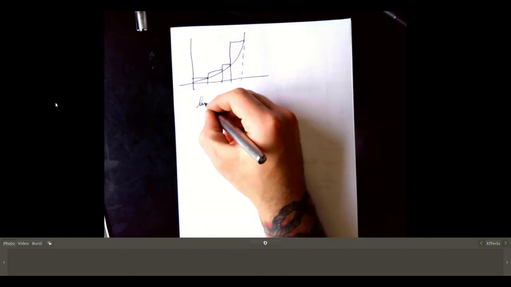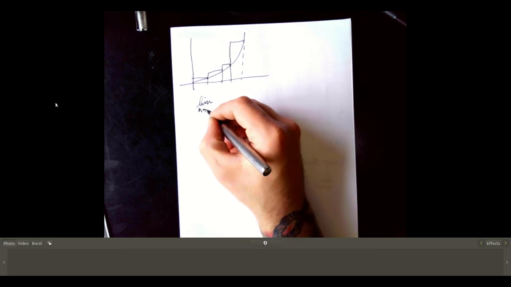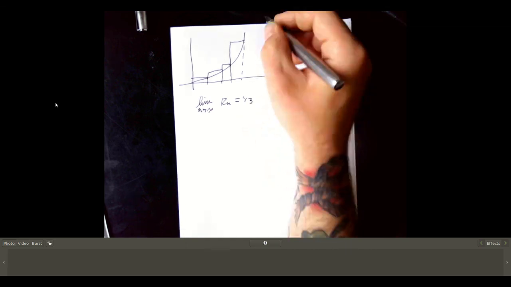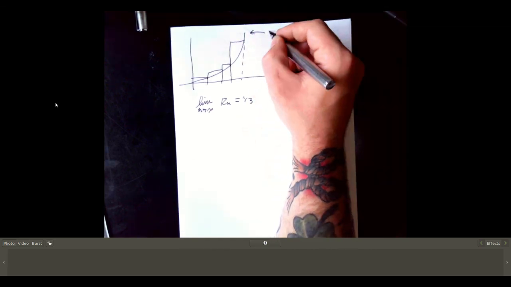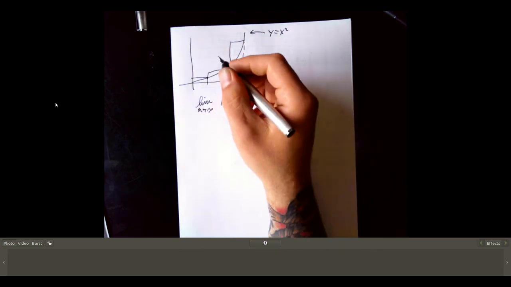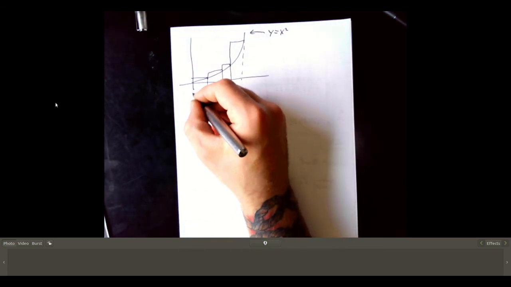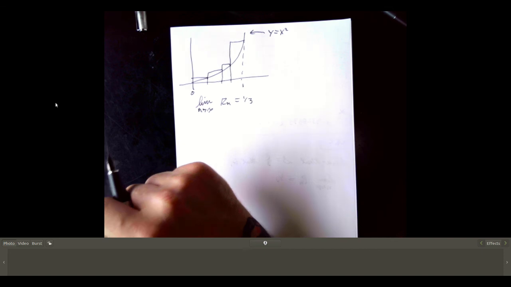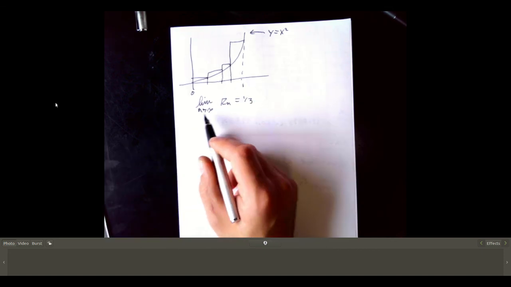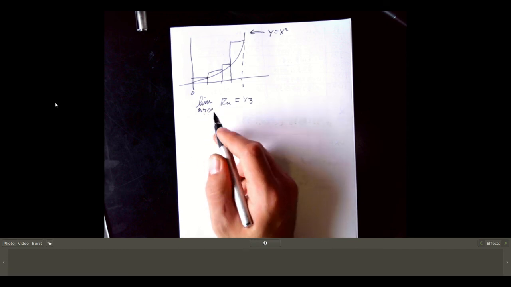Okay, so we'll show that the limit as n goes off to infinity of r sub n is equal to 1/3. And remember that this curve is y is equal to x squared, and this is still over the interval from 0 to 1. So first, let's come up with a nice formula for r sub n before we worry about these limits.